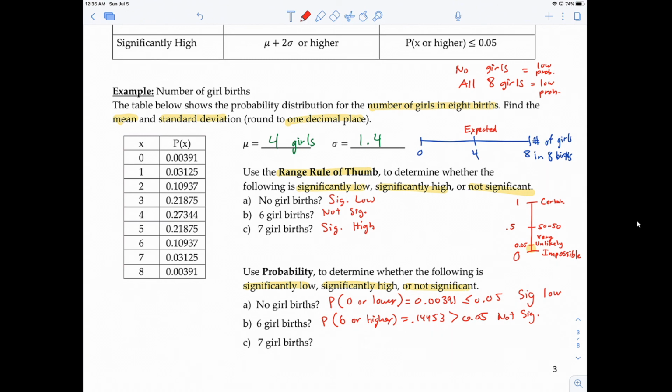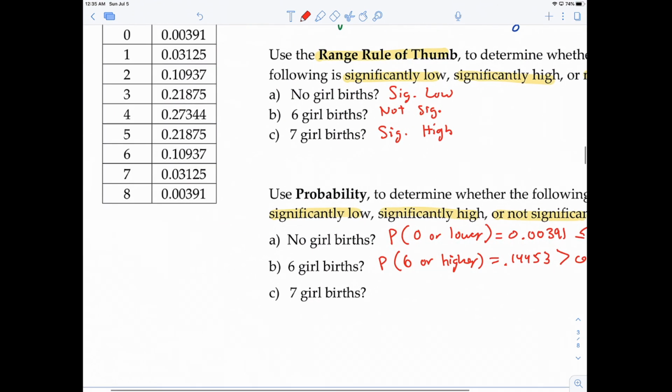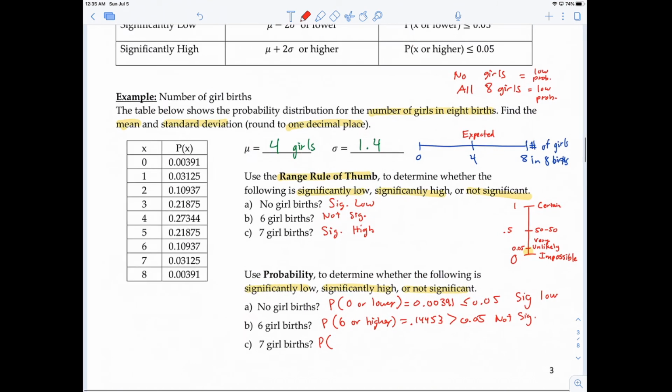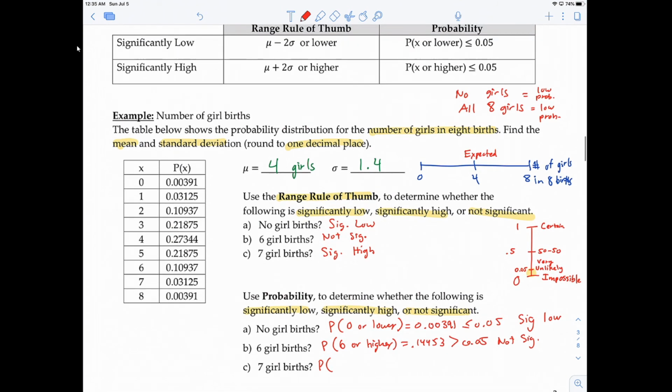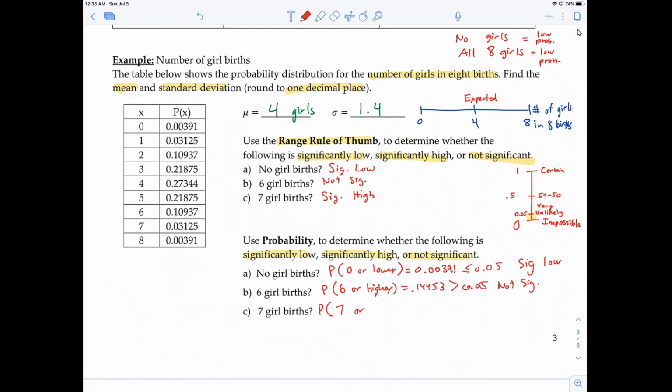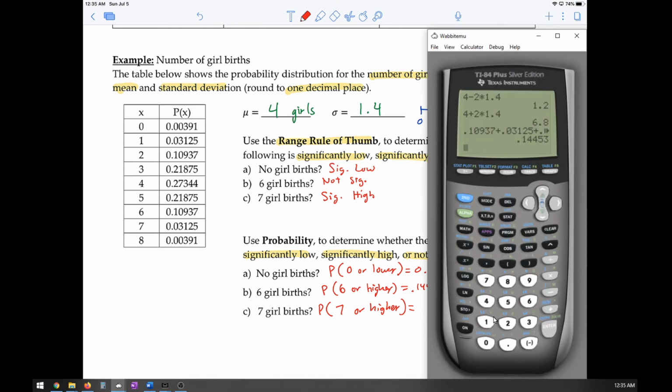Okay, so let's look at the last one, C, which is 7 girls. So 7 is higher than 4, which is the expected value. So we're going to check whether 7 is significantly high. So we're going to calculate the probability of 7 or higher. What does that mean? 7 or higher means 7 or 8. So the probability of 7 is this, and the probability of 8 is that. Let's go ahead and add the two probabilities.